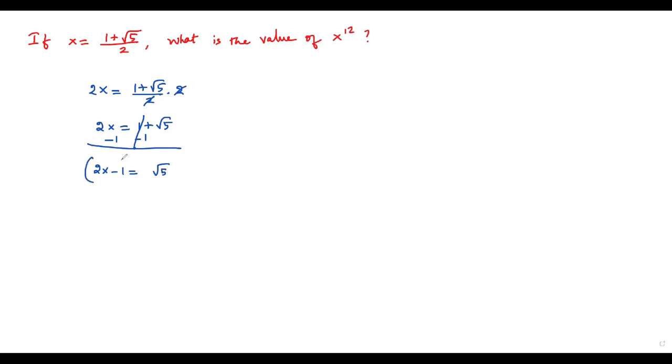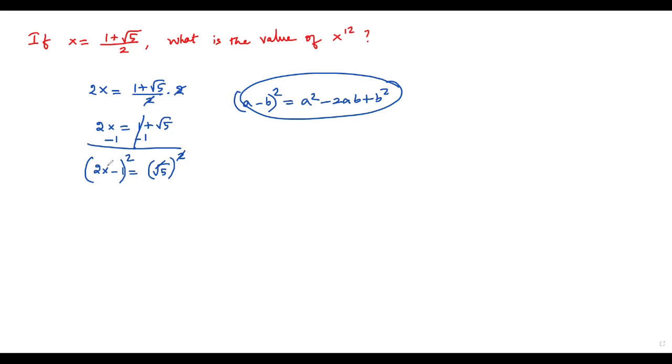Now let me square both sides of this equation. Then we have a square on the right side. Here this square and square root will cancel out, and on the left it is in the form of (a - b) the whole square. We can use the algebraic identity, that is (a - b)² equals a² - 2ab + b². We can use this identity to get the expansion of the square of the binomial we have over here. Okay, now let me get the expansion.